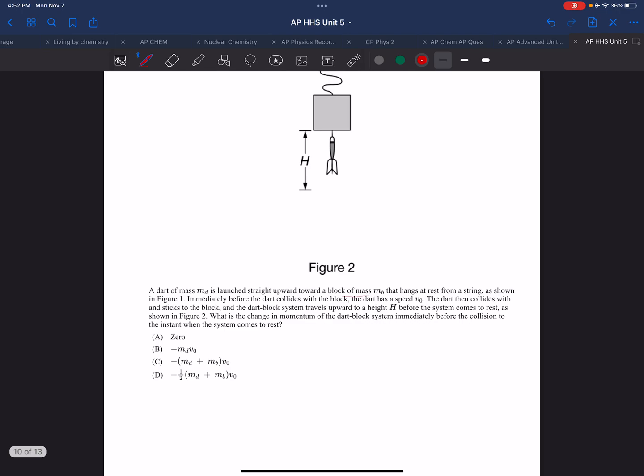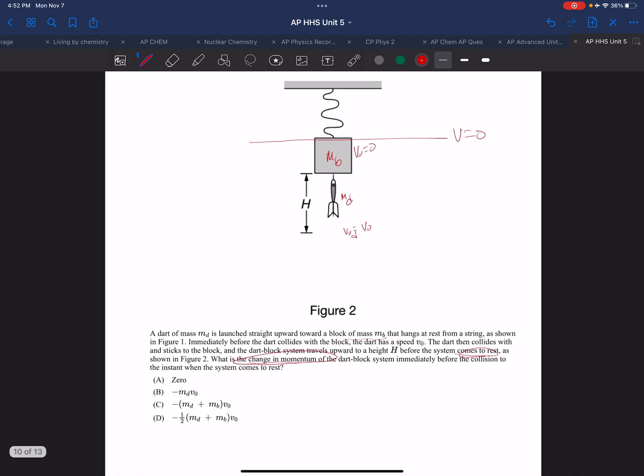So it's toward the block of mass MB, and it's got a mass D, hangs at rest from the string, so this was V0 equals 0, has a speed V0 immediately before, so this had V0 equals V0, V0 dart. It collides and sticks to the block, and the dart speeds upward to a height h before it comes to rest. So at the top, we know the velocity is 0. We want to know the change in momentum of the system.